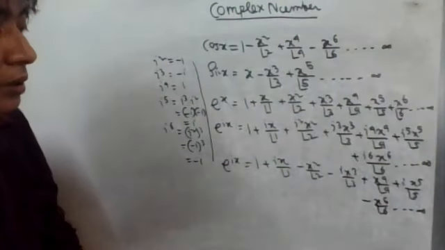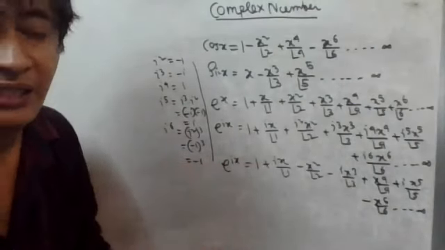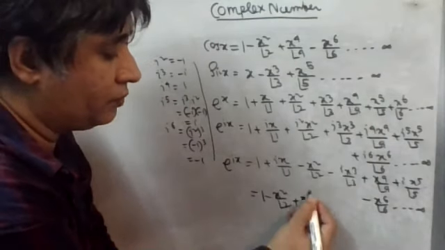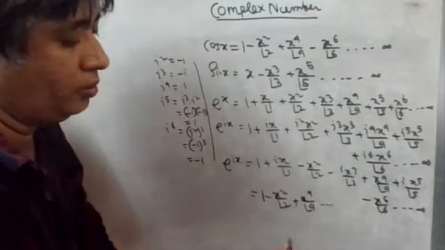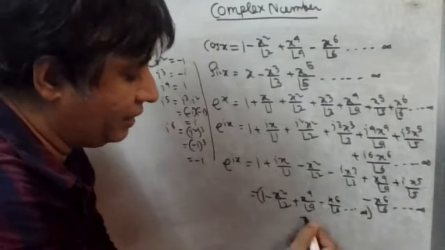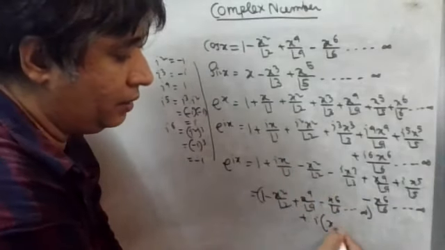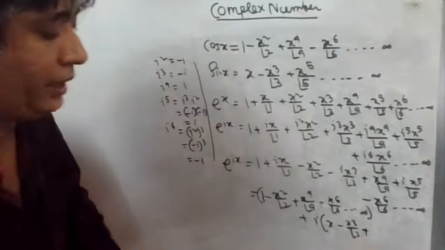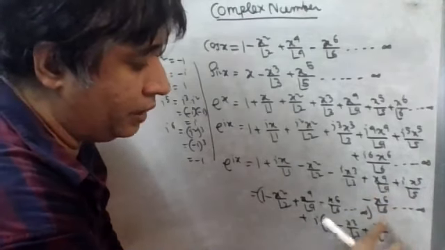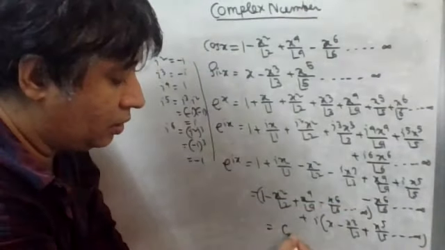Now, to express it as a complex number, you separate the real and imaginary parts. 1 minus x square by factorial 2, plus x to the power 4 by factorial 4, minus x to the power 6 by factorial 6, up to infinity, are kept in a bracket, and from the rest take i common: x by factorial 1, minus x cube by factorial 3, plus x to the power 5 by factorial 5, and so on. So this has become cos x.